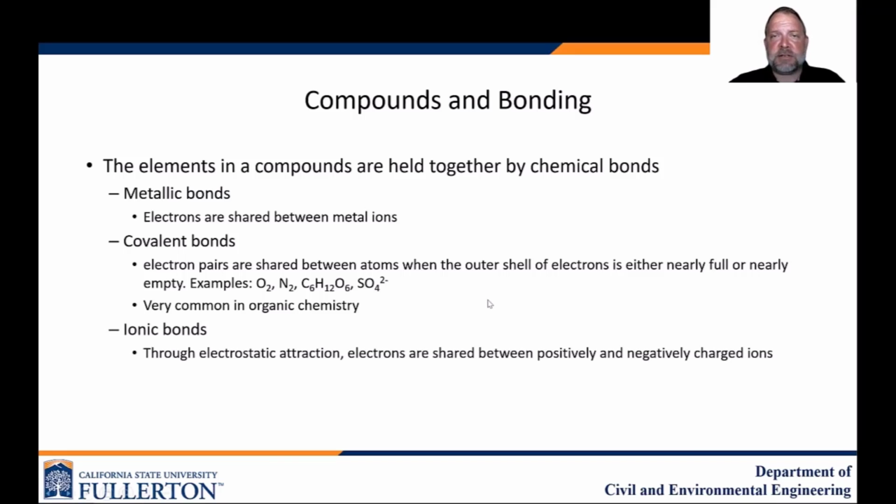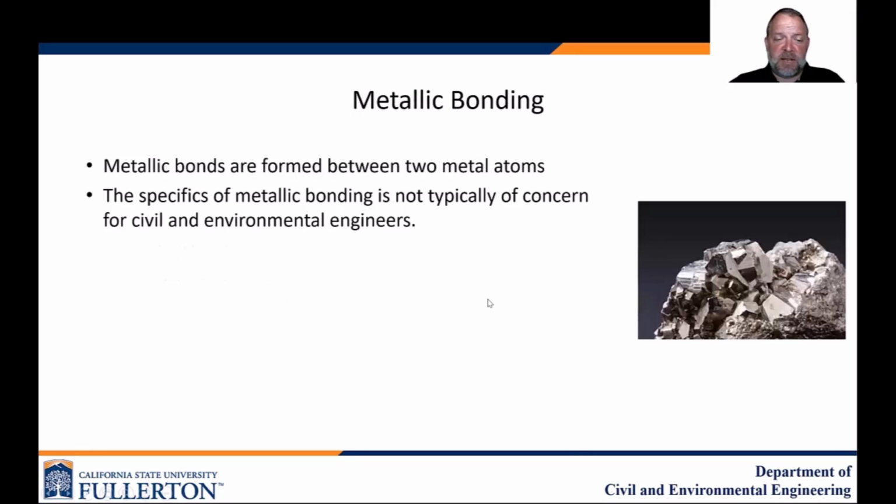Ionic bonds are bonds through electrostatic attraction that are shared between positively and negatively charged ions. That's really common in inorganic chemistry. So organic chemistry is often covalently bonded. Inorganic chemistry, generally ionically bonded.